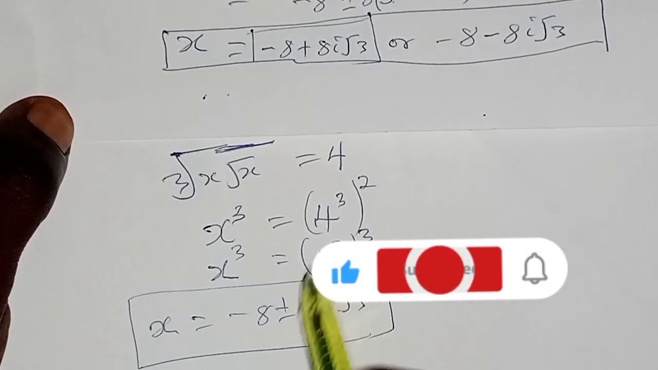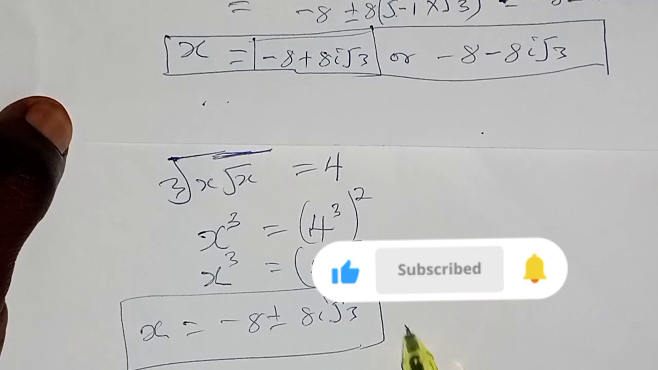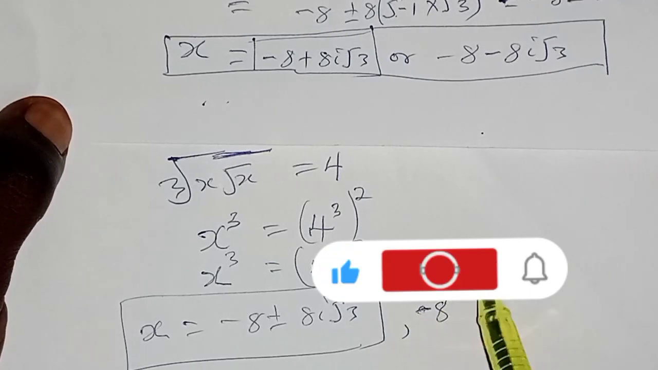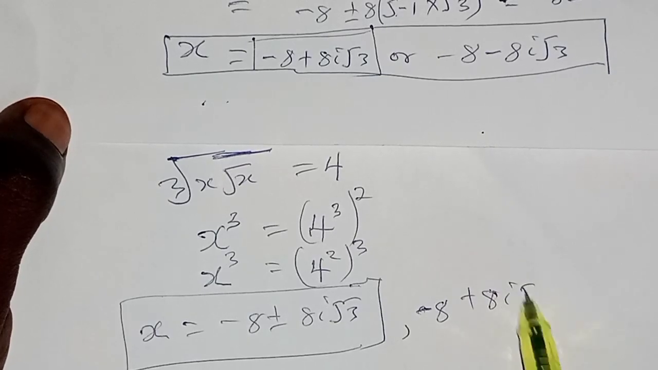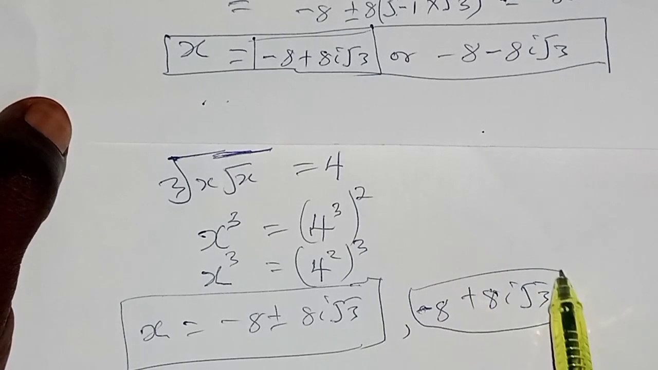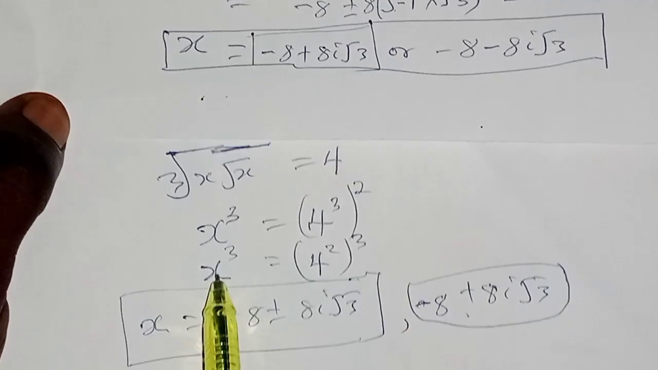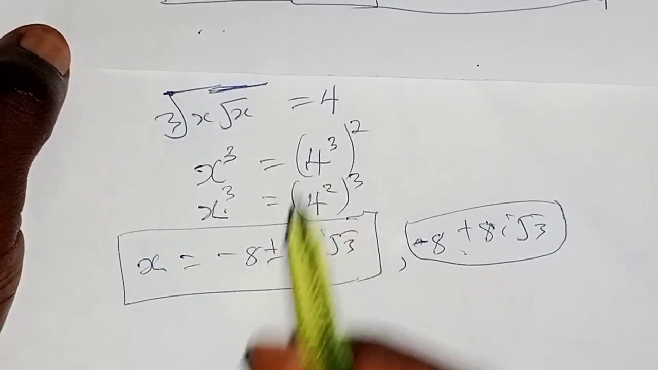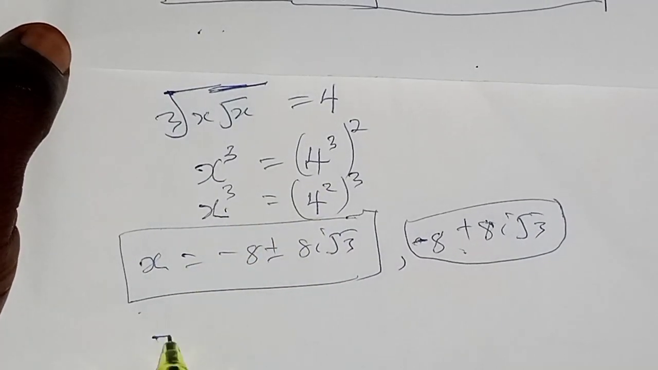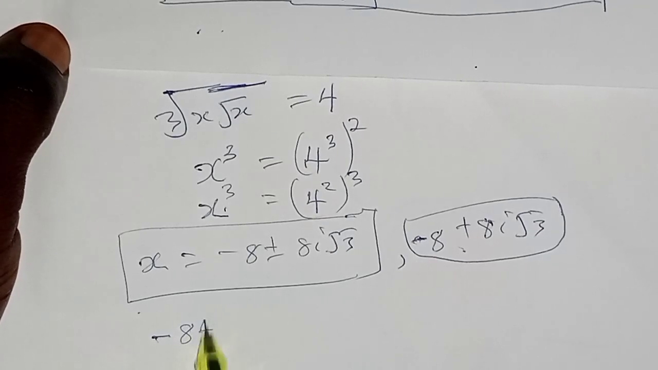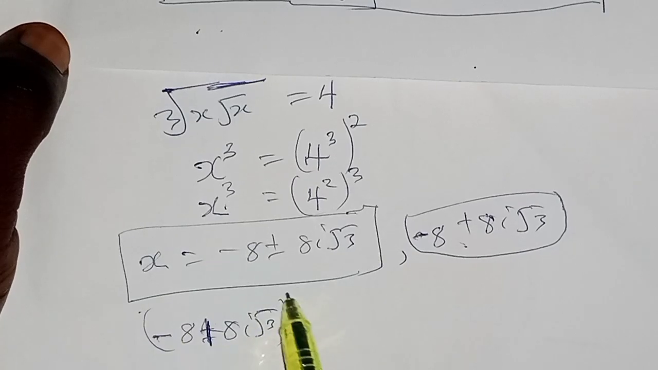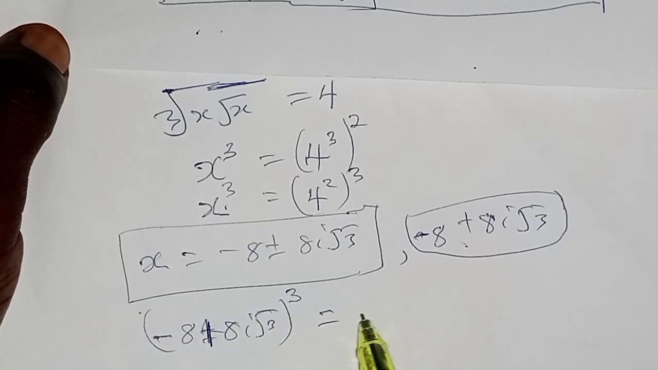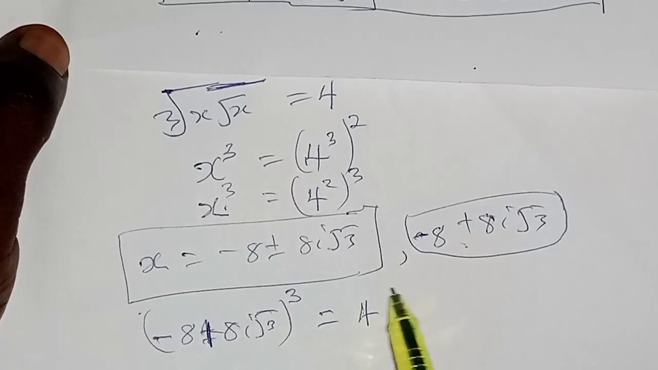Okay, and of course I'm just going to be checking for the case of positive, that is -8 + 8i√3. I want to check whether this satisfies. So I'm just going to plug it in here and then I'll continue with the simplification. I want to check whether (-8 + 8i√3), whether this cube will actually give me 4 raised to power 2.